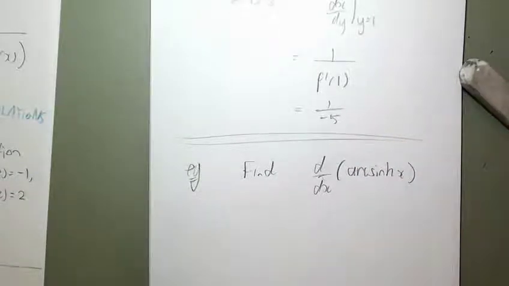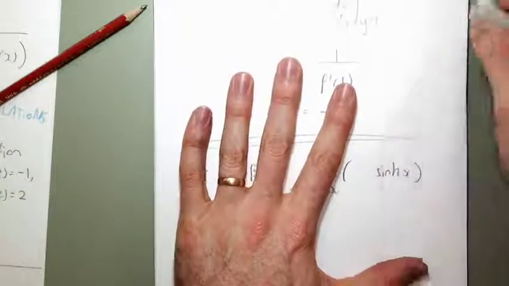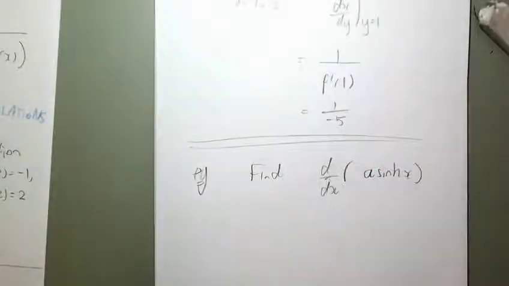Find dy on dx of a-shine x. Not allowed to say arc for shine, because it's not an arc. Trig functions go from angles, which are arc lengths around a circle, and produce numbers, but hyperbolic trig functions actually go from areas and produce numbers, so it's not arc shine, it's area shine. That's why you put an A there, which is probably why it makes more sense if you just put an inverse.